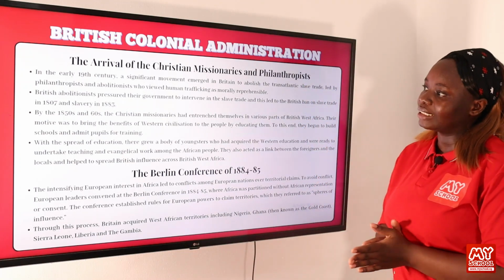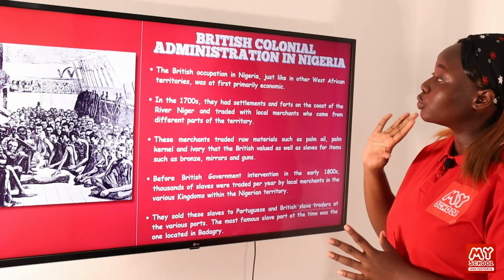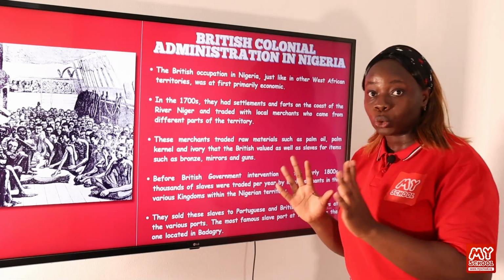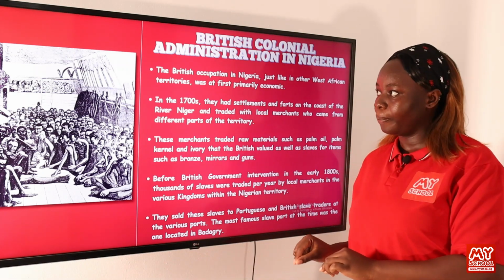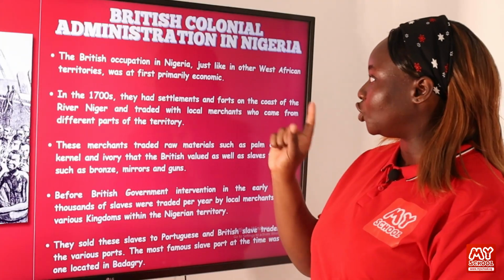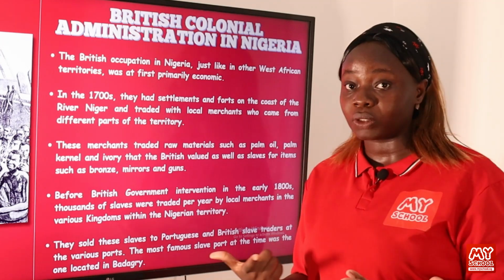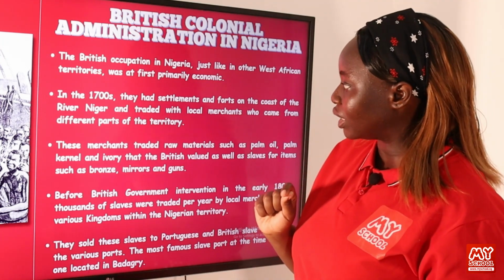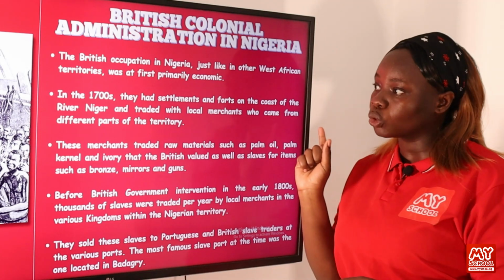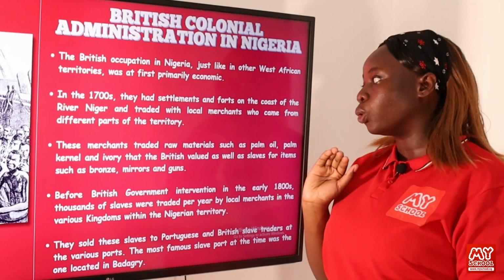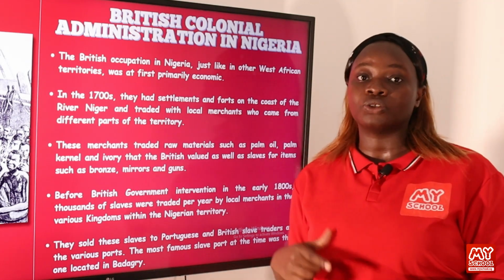Now let's move on to the next slide. Now we're going to discuss the history of British Colonial Administration here in Nigeria. So the British occupation in Nigeria, just like in other West African territories, was at first primarily economic. We've talked about that. In the 1700s, they had settlements and forts on the coast of the River Niger and traded with local merchants who came from different parts of the territory.